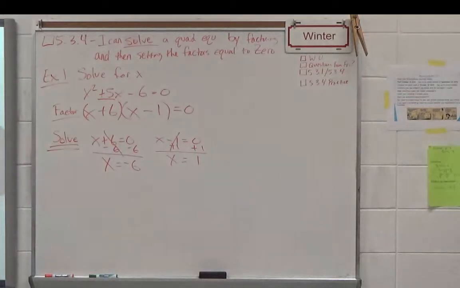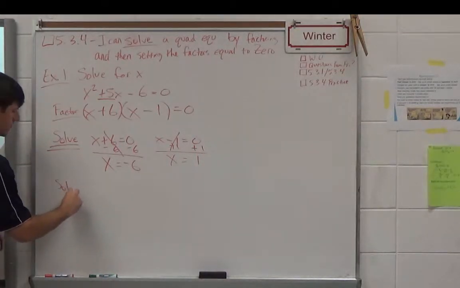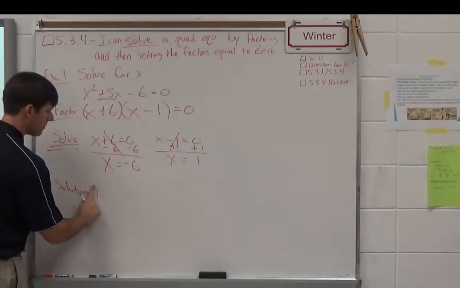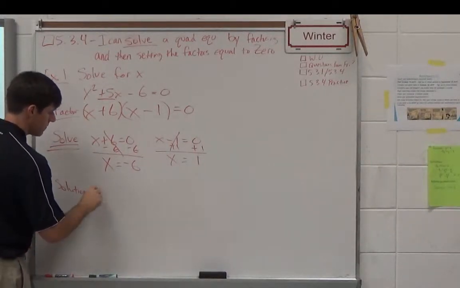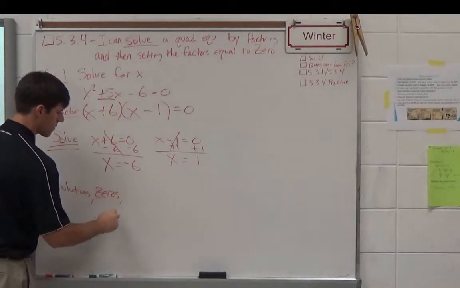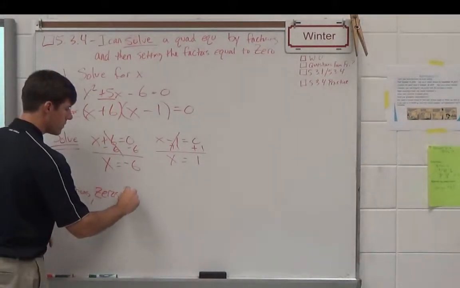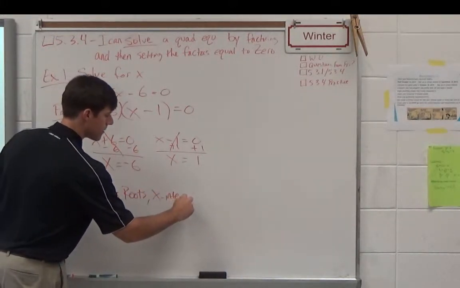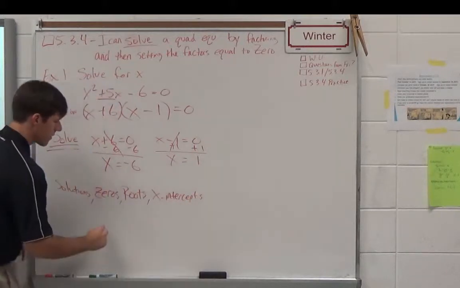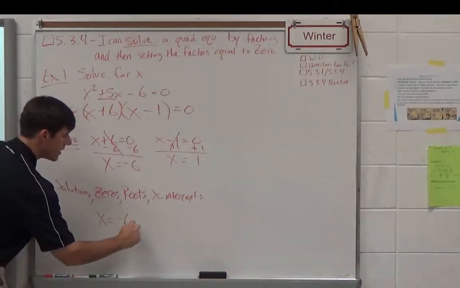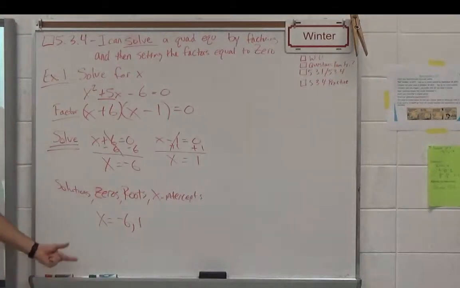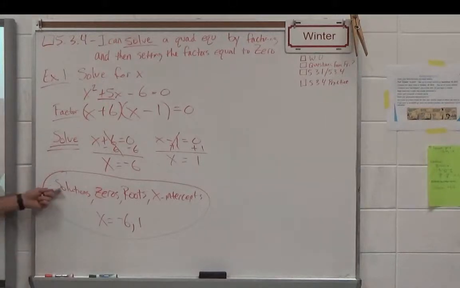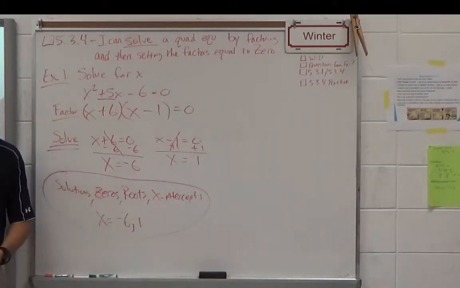So now I have my solutions. I have my zeros. What's another word? Roots. Or x-intercepts. X equals negative 6 or x equals 1. There's my answer. So my solutions are negative 6 and 1.